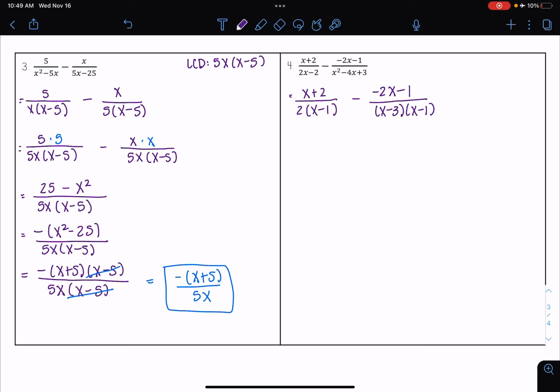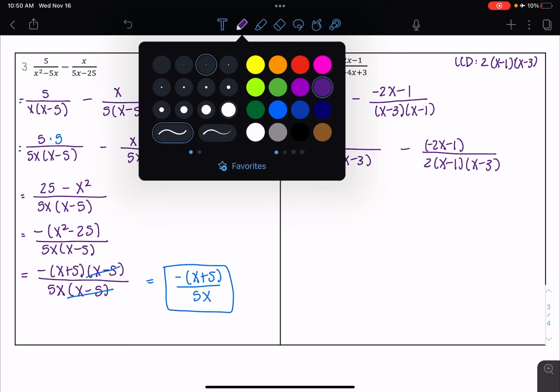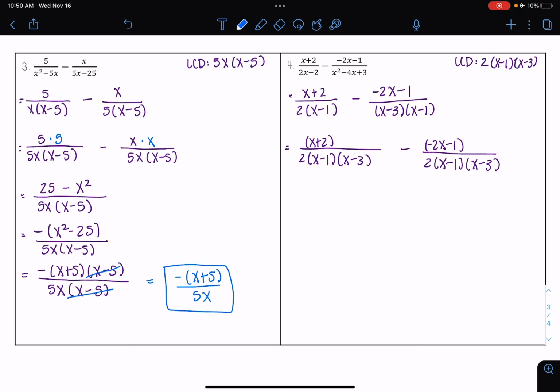Okay, so now I need to determine my LCD. So I need to multiply all these factors. So I have 2. They both share x minus 1, and then x minus 3. And so I'm going to write my LCD down here. So I have 2 times x minus 1, x minus 3, minus 2 times x minus 1 times x minus 3. And I'm going to multiply by what I'm missing. And so for this first one, this 2 times x minus 1, x minus 3, the factor I'm missing is x minus 3. So I need to multiply this top by x minus 3.